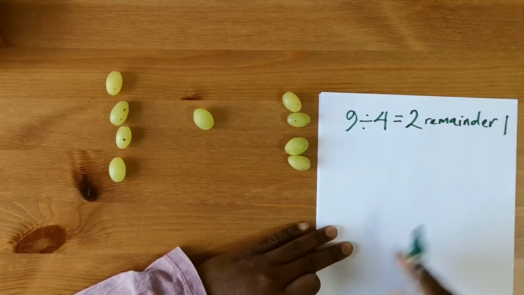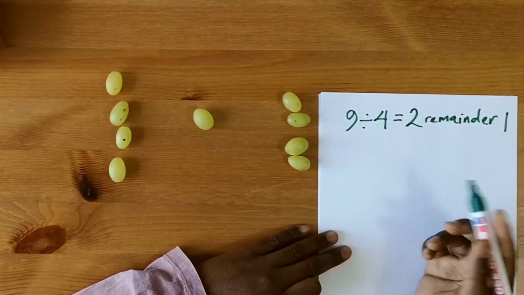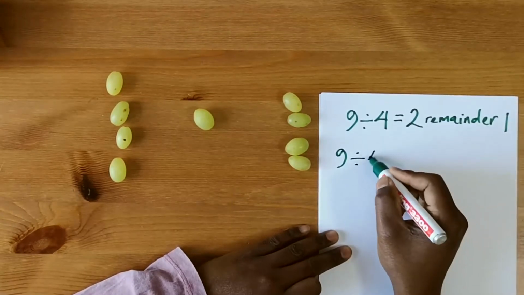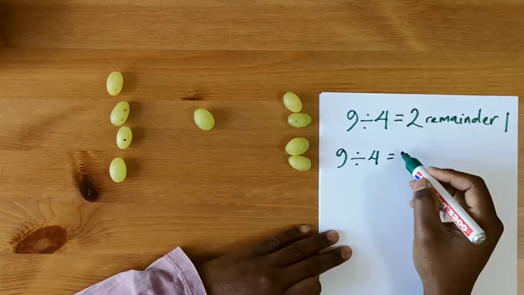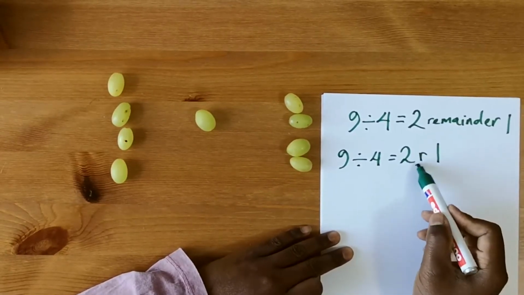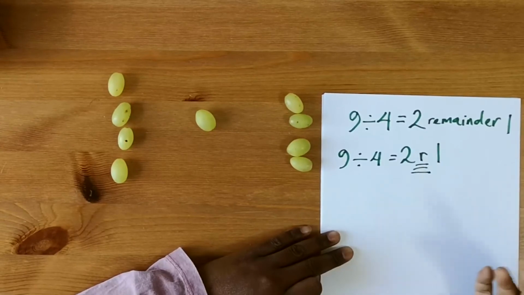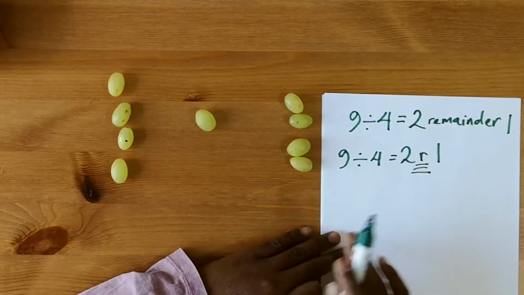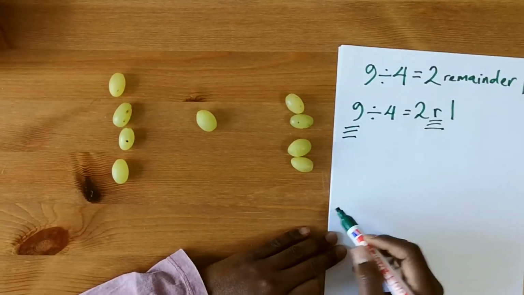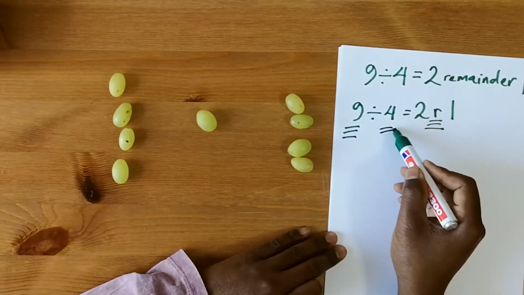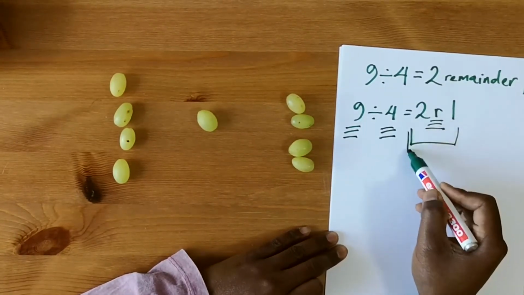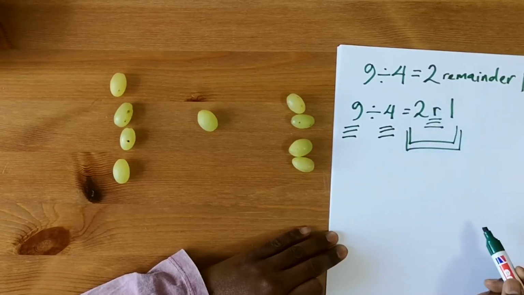And the shorter way to write this down is 9 divided by 4 equals 2 remainder 1. See this little r over here means remainder. That's the remainder. So just to take a look again, this is your dividend. This here is your divisor. And now your quotient has a remainder in it.